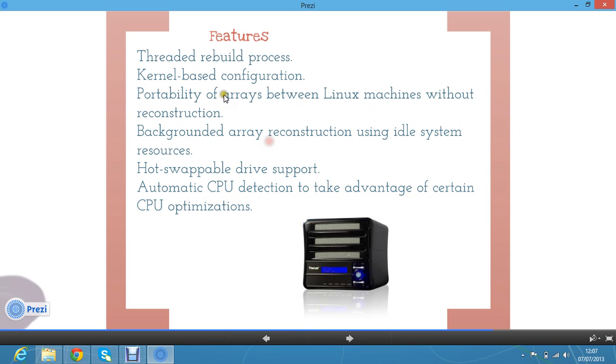Features: threaded reboot process, kernel-based configuration, portability of a RAID between Linux machines without reconstruction, backgrounded RAID reconstruction using idle system resources, hot-swapped drive support, automatic CPU detection to take advantage of certain CPU optimizations.